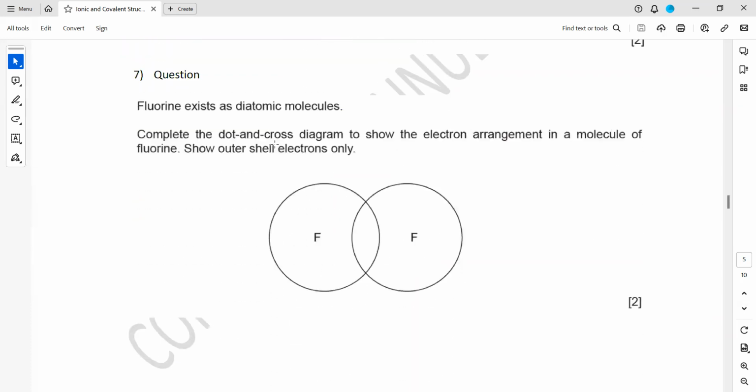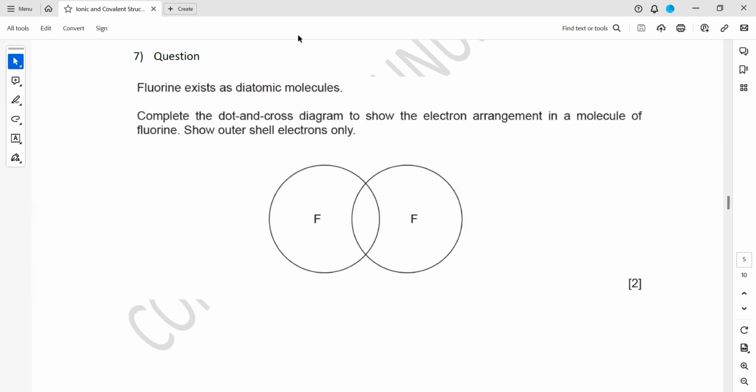In question 7, fluorine exists as a diatomic molecule. Complete the dot and cross diagram to show the electron arrangement in a molecule of fluorine. As we know, fluorine belongs to group 7. Group 7 shares 1. So if this fluorine shares 1, the other will also share 1. And unshared will be 6.